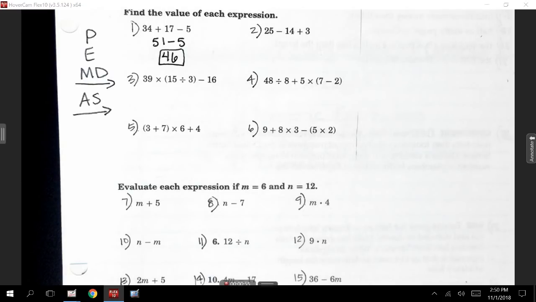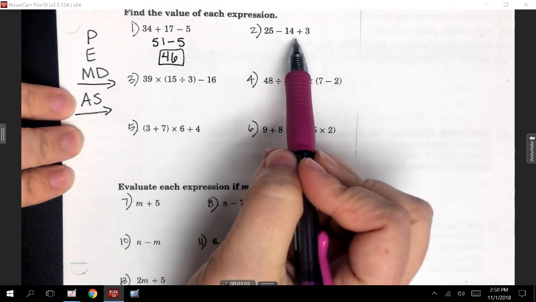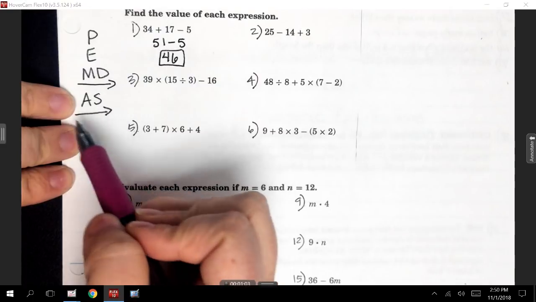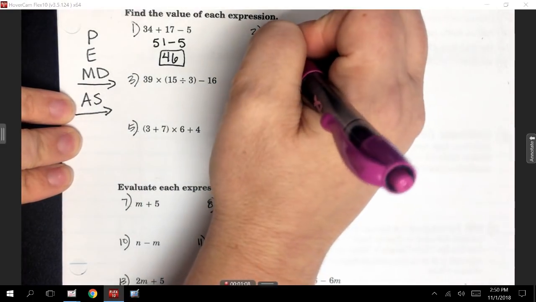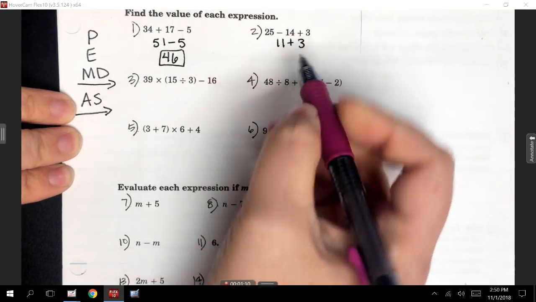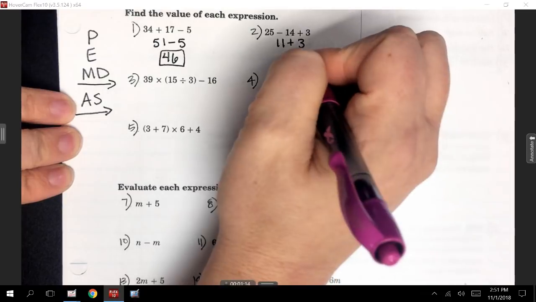On the next problem, it says 25 minus 14 plus 3. So again, this has the subtraction and the addition. We work it in the order it's in the problem. The subtraction comes first, so that's where we're going to start. That gives me 11 plus 3. So just bringing down the plus 3. And 11 plus 3 is 14.